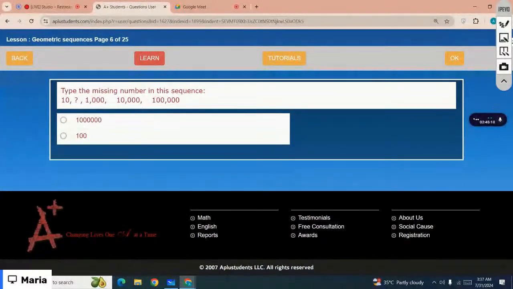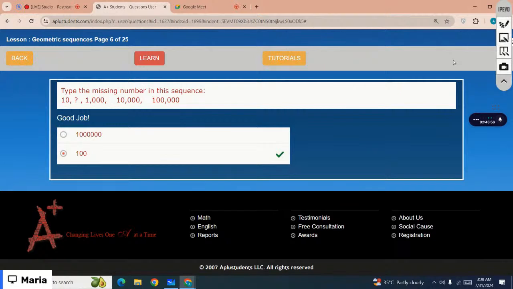Type the missing number in the sequence. Which number is missing? That is, yes, 100 it is. 10 times 10 is 100. So the missing one is 100. Got it?